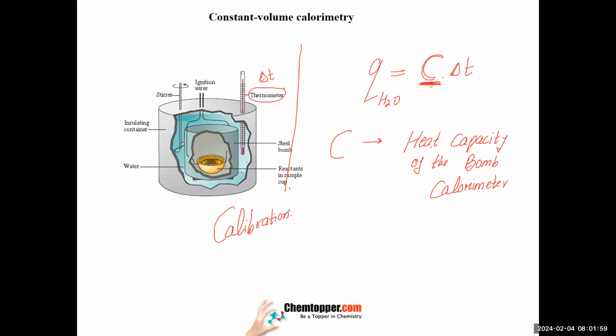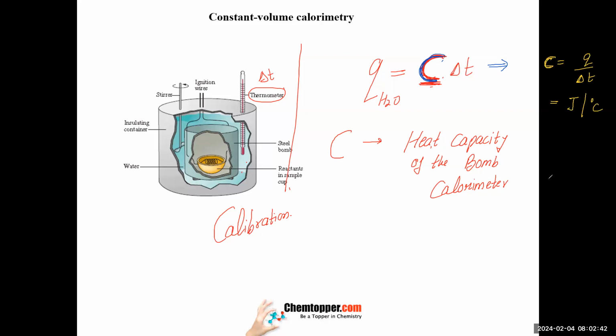Yes, Dhruv is asking how this C is different from this small c. Can you just give me the units of this C? What are the units? Rearrange the equation: this capital C is equal to Q over delta T. I'm rearranging. So what are the units of this C? Joules per degree Celsius. There is no grams, right?